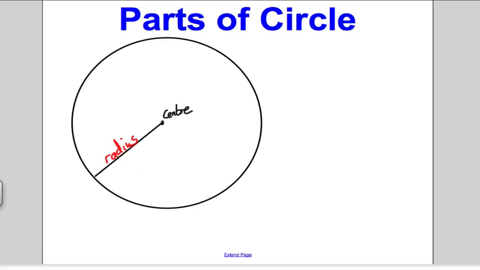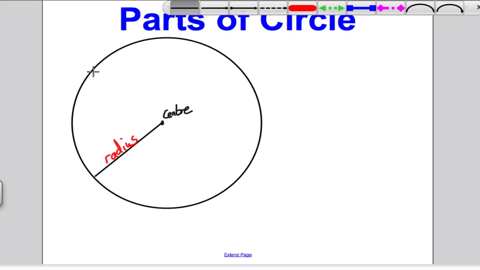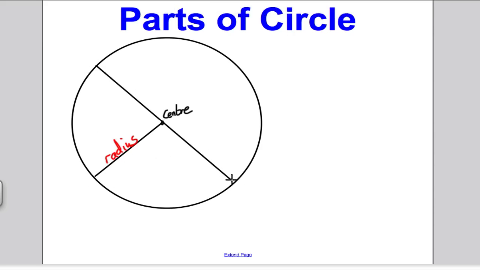So a radius. Now, a line that goes through the center from one edge of the circle to the other, but it must go through the center, is called a diameter. So this one here is called a diameter. And you should see from that the diameter is obviously 2 lots of the radius, so it's 2 times the radius, because the radius just goes from the outside to the center. The diameter goes from the outside to the center and back to the outside. So they're 3 important things of a circle.